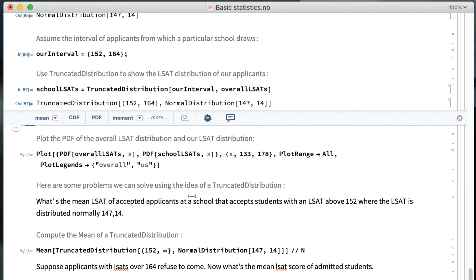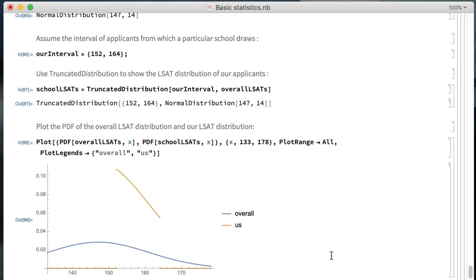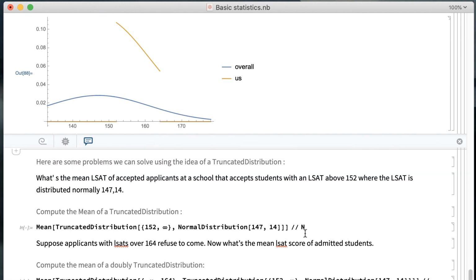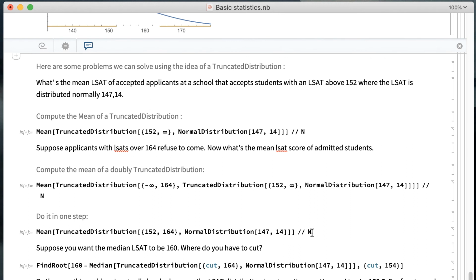And now I could plot the PDF of that distribution. I'm going to plot the PDF of the overall pool and the PDF of our people that we might admit. And so you can see that there's a distinct difference between those two distributions. So what kind of problems can we solve using the idea of a truncated distribution? Well, let's see.